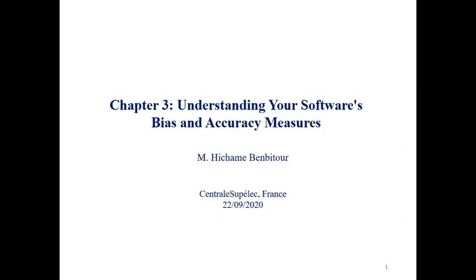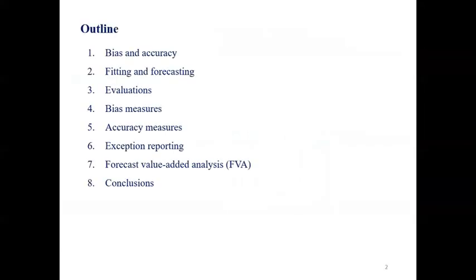It's a pleasure for me to present today the third chapter of the book of Professor Paul Goodwin on understanding the bias and accuracy measures of the forecasting software. In this presentation, I'm going to start with the definition of bias and accuracy: what's bias, what's accuracy, and what's the difference between these two concepts.